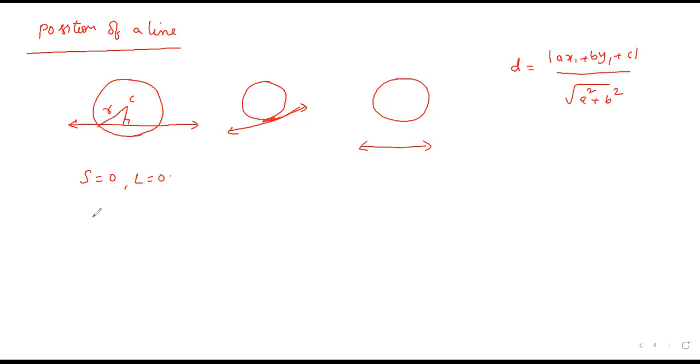So if r is greater than d, then the line intersects at two distinct points, and in this condition, r equals d, it's a tangent condition. So for the tangent condition r equals d, later we use this condition to find the equations. Next, neither intersecting nor touching means if you find the perpendicular distance, r is less than d, then the line is neither intersecting nor touching the given circle. So this is the position of a line with respect to a circle.